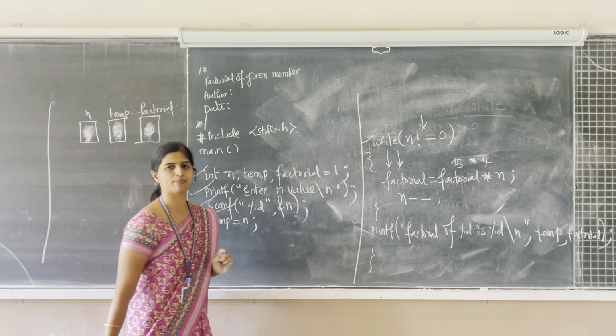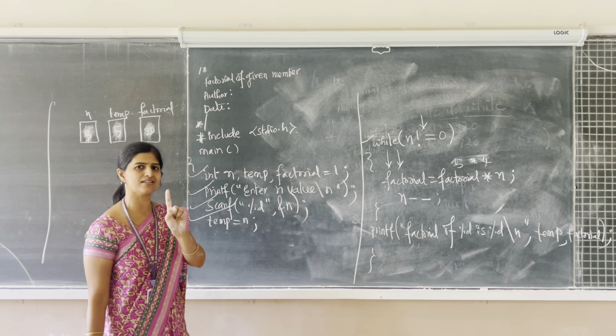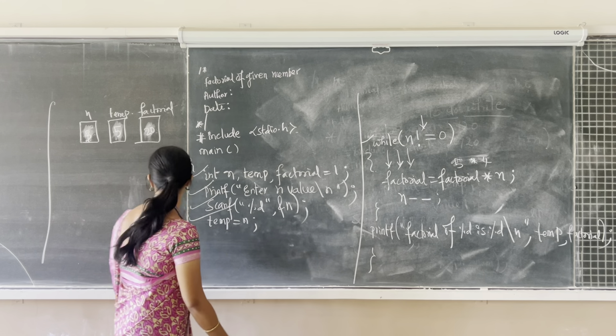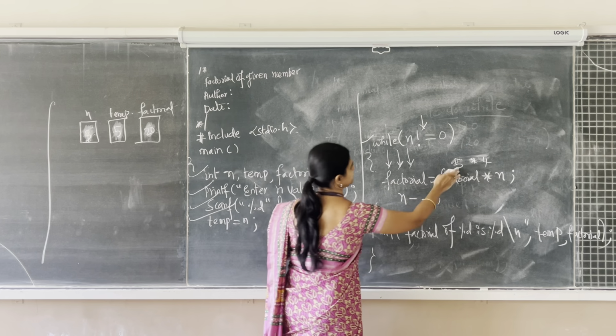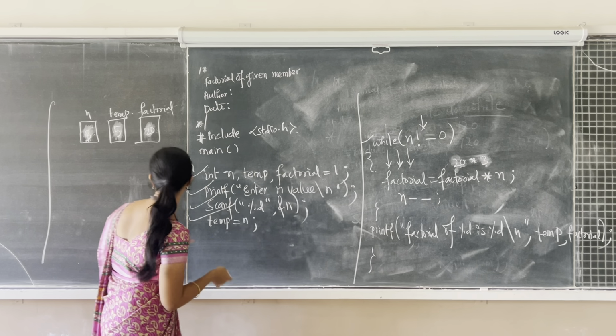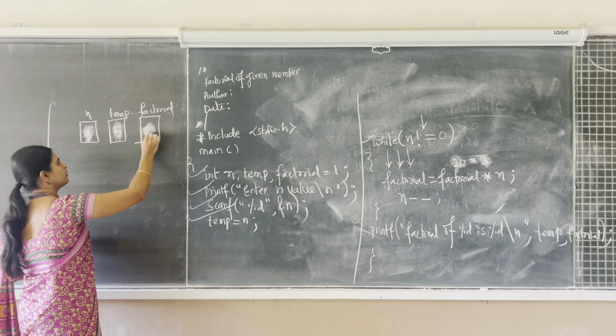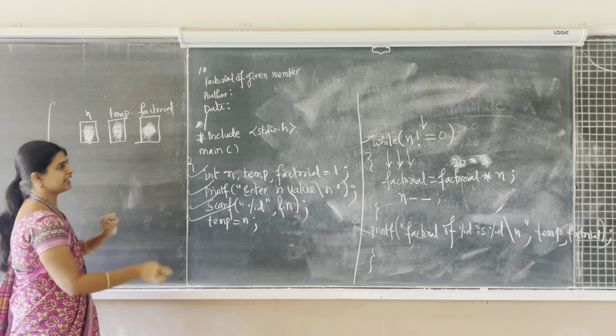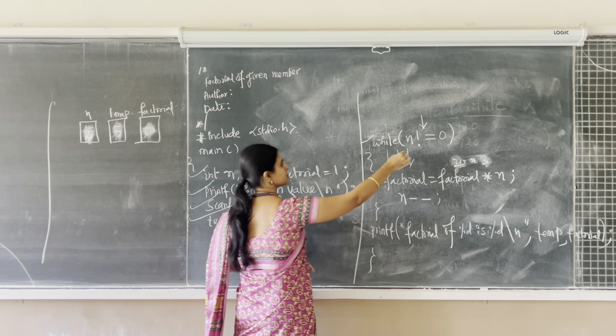Again it goes back and checks the test condition. 3 is not equal to 0. Definitely it gets inside the body of the loop. Now factorial value is 20. And n value is 3. 20 into 3 is 60. That becomes your new value of factorial. And decrease the value of n by 1, that is 2. Is 2 not equal to 0? Definitely it is not equal to 0.